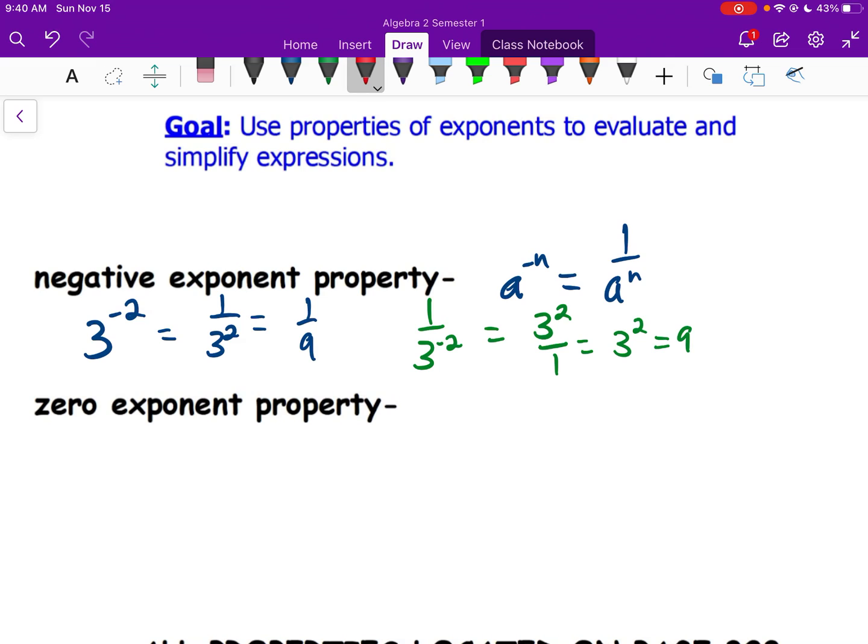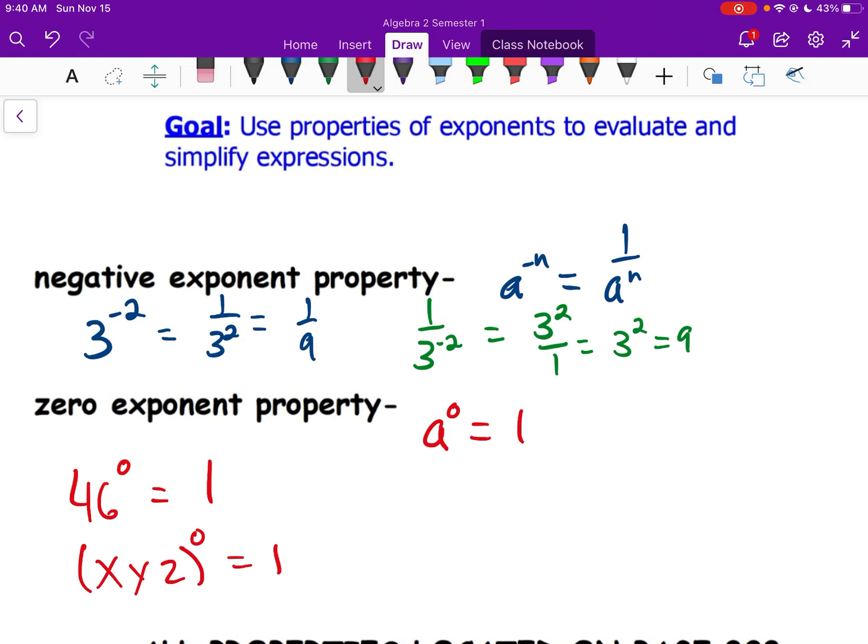All right, zero exponent property. That's the one where the base is to the 0 power. In that case, it is always equal to 1. So we could have 46 to the 0 power. Again, it does not matter what that base value is. Anything to the 0 power is 1. I could have x, y, z to the 0 power. I don't care what the exponents are. We're taking it to the 0 power, therefore it is equal to 1.